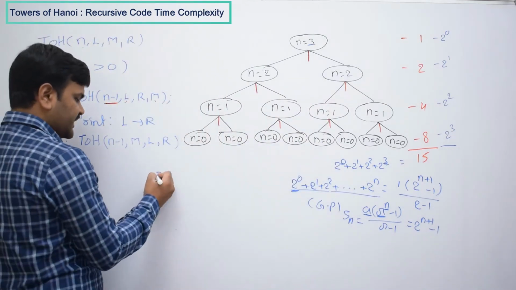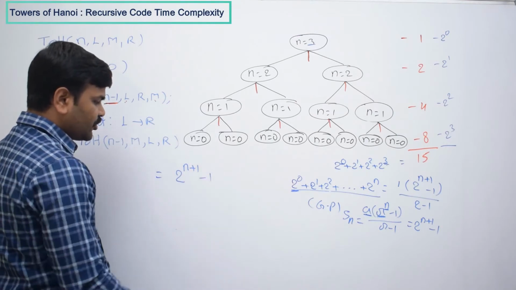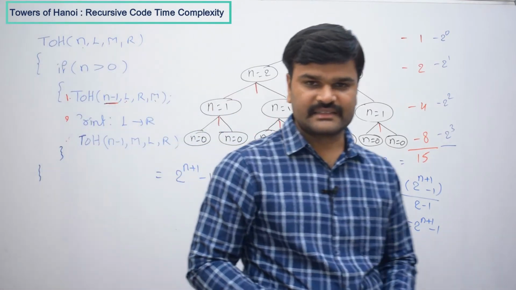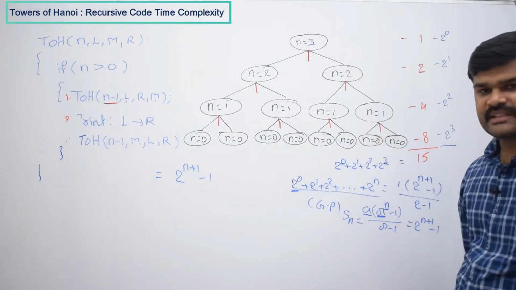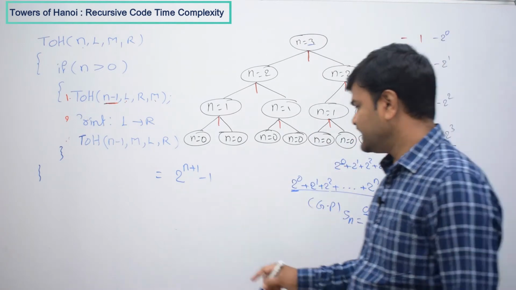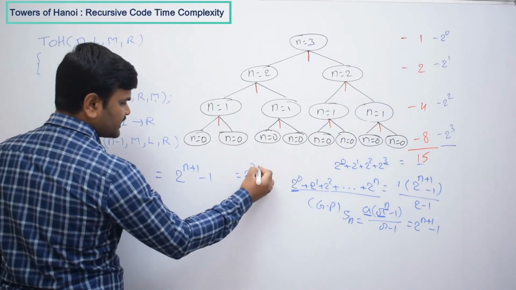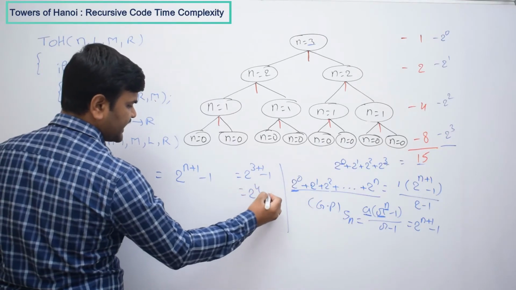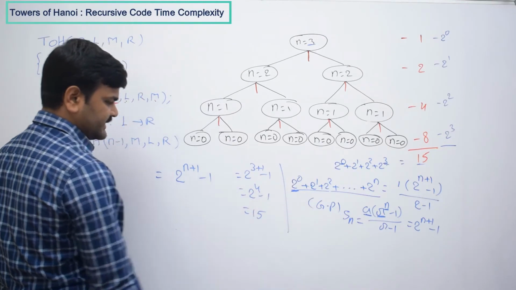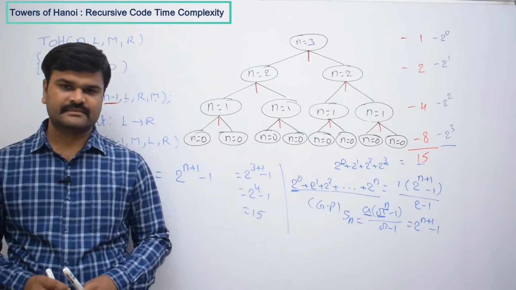So what is the complexity? 2 power n plus 1 minus 1 is the total number of function calls. So here, how many function calls are there? 2 power n plus 1. That you can match here: when n is 3, 2 power 3 plus 1 minus 1. So this is 2 power 4 minus 1, that is 15. So a total of 15 function calls are there.